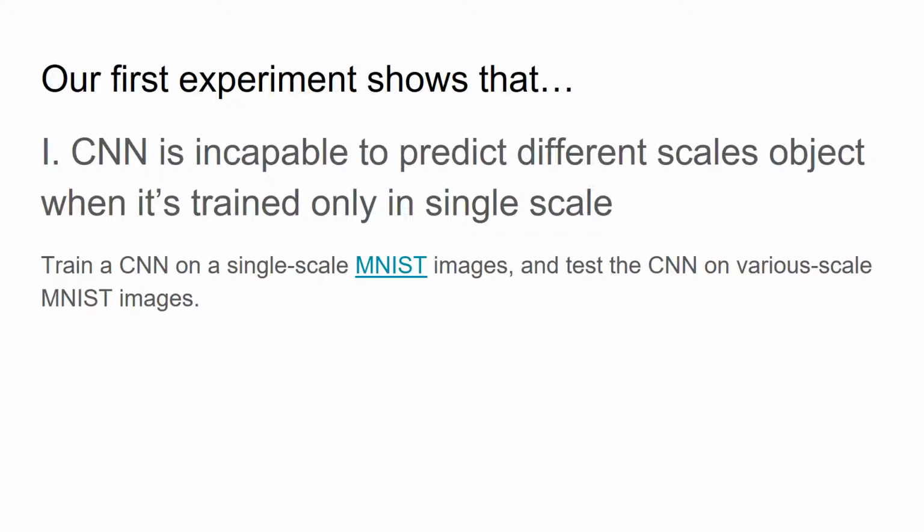Our first experiment shows that CNN is incapable of predicting objects of different scales when it is trained only on a single scale. We train our CNN on a single-scale MNIST dataset and then test that CNN on various scaled MNIST datasets. Basically, MNIST is a dataset consisting of hundreds of thousands of handwritten digits.